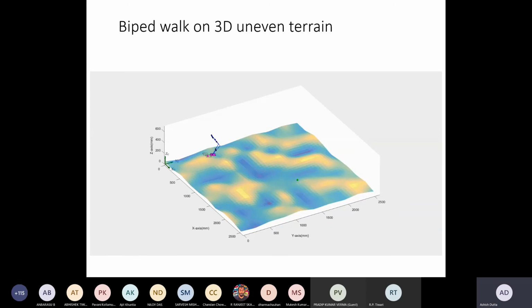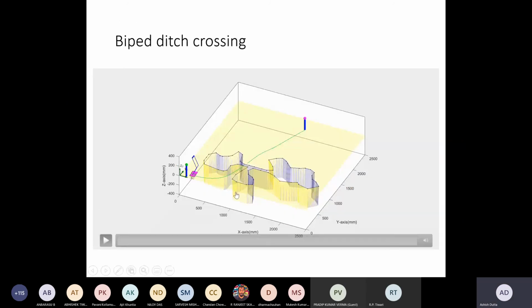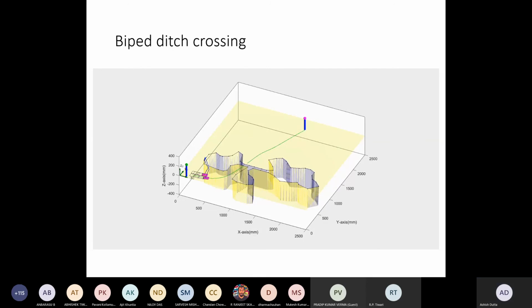This is another case of the robot walking. This is the case of ditch crossing. Again, this is three-dimensional, and the robot has to go from one point to another point and cross this ditch. Okay. Again, it is using a learned data set. It has learned to walk on any kind of condition. Okay, and it can find out which is the narrowest section of the ditch, and then it can go to that section, cross the ditch, and then go to the other side.